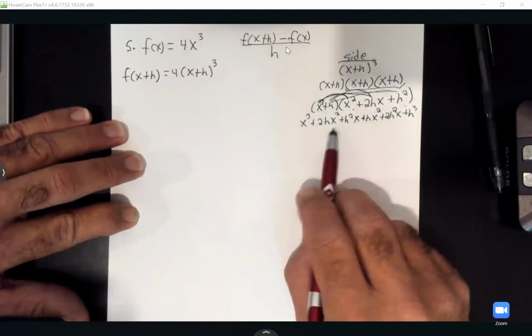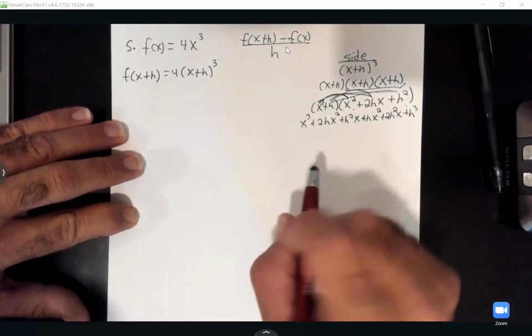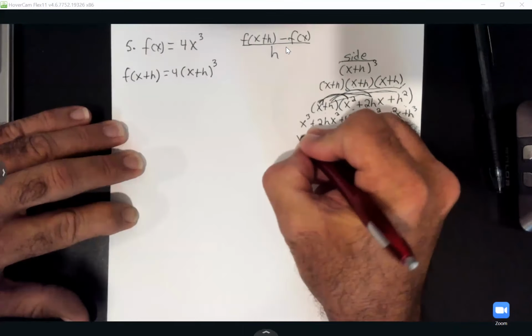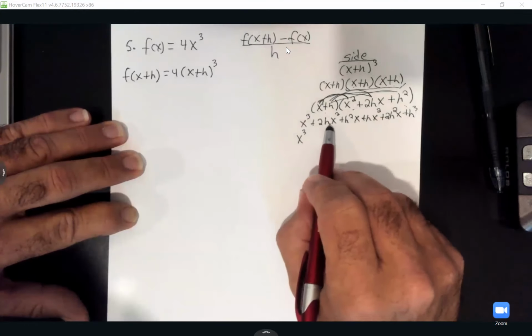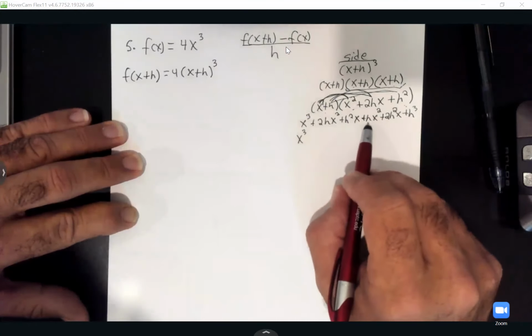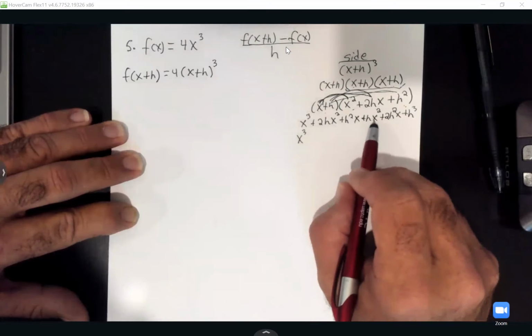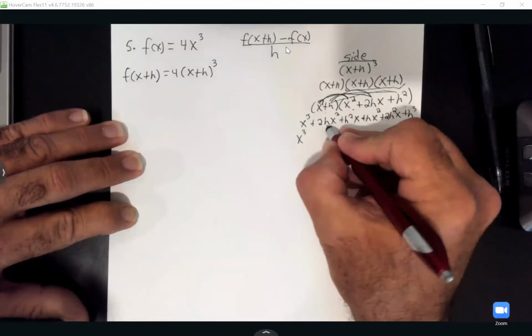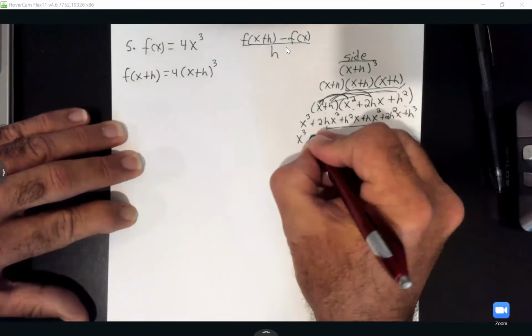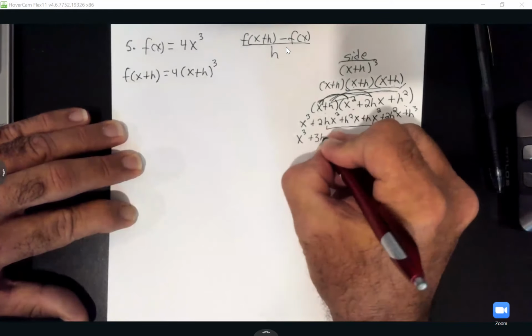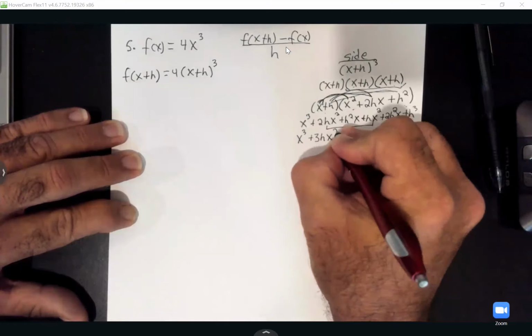Now you do have like terms in this stuff. So I'm going to bring down my x to the 3rd. Notice here's 2hx squareds. Over here I have 1hx squared. So the 2hx squareds plus the 1hx squared gives us 3hx squareds.